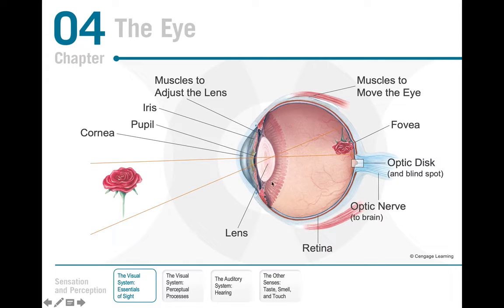Now your lens over here is made out of relatively soft tissue, and it can adjust through a process called accommodation. The closer the object is to you, the fatter the lens is going to be to try to give you a clear image.